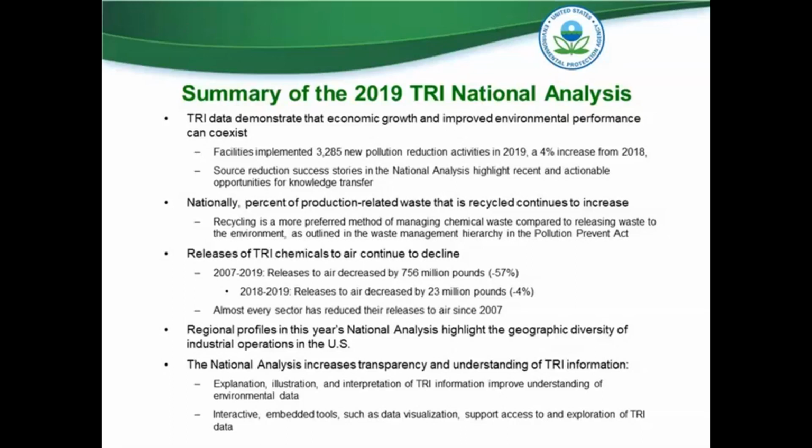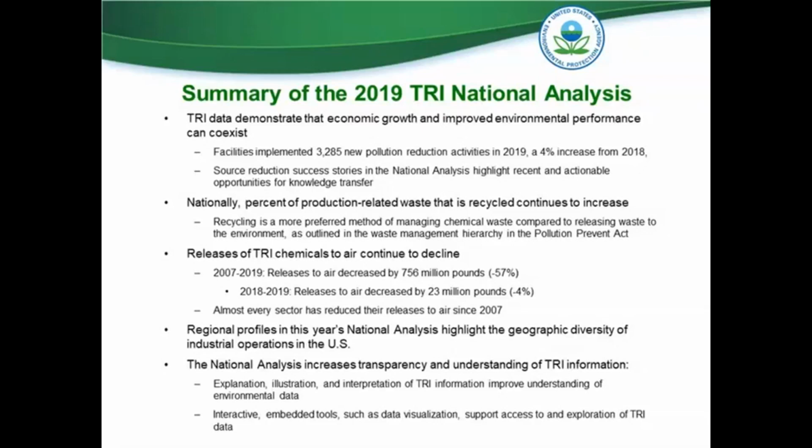The releases of TRI chemicals that are released to air continue to decline. You'll see that there's been a long-term decrease, and that continued in 2019. Since 2007, releases to air have decreased by 756 million pounds, which represents a 57% decrease over those years. And in the last year, that trend continued with a decrease of 23 million pounds from 2018 to 2019. Almost every sector that reports to TRI has reduced their releases to air since 2007.